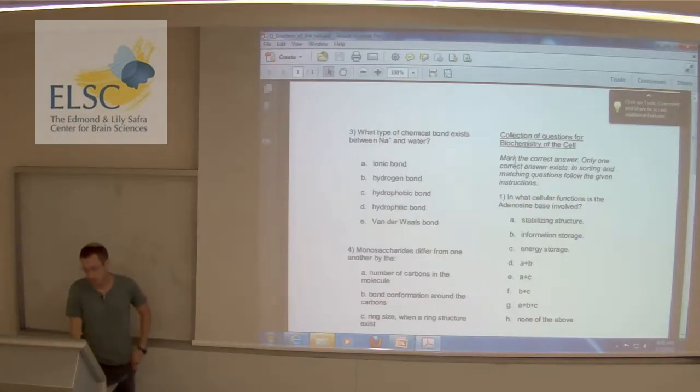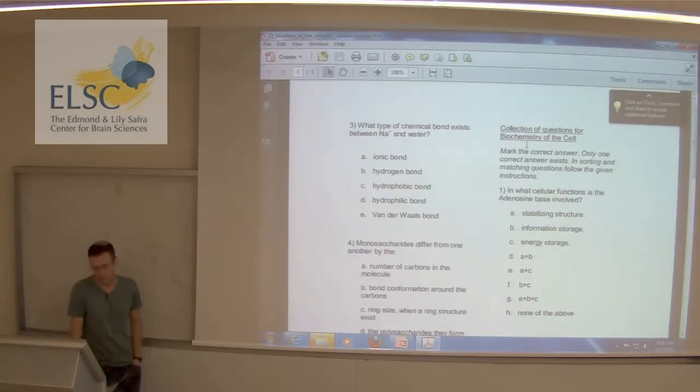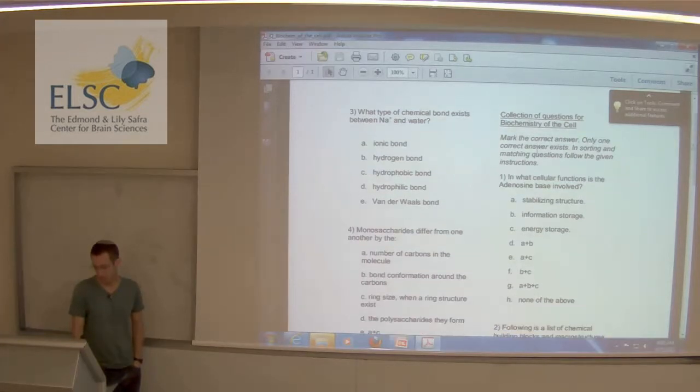Let's go over together the question page you had for the biochemistry of the cell chapter. So the first question. Okay, let's read the guidance together. Mark the correct answer. This is true also for the final exam. It will be the exact same phrasing, the exact same style. Only one correct answer exists. In sorting and matching questions, follow the given instructions. There's not only one correct answer; you have to sort or match as required.